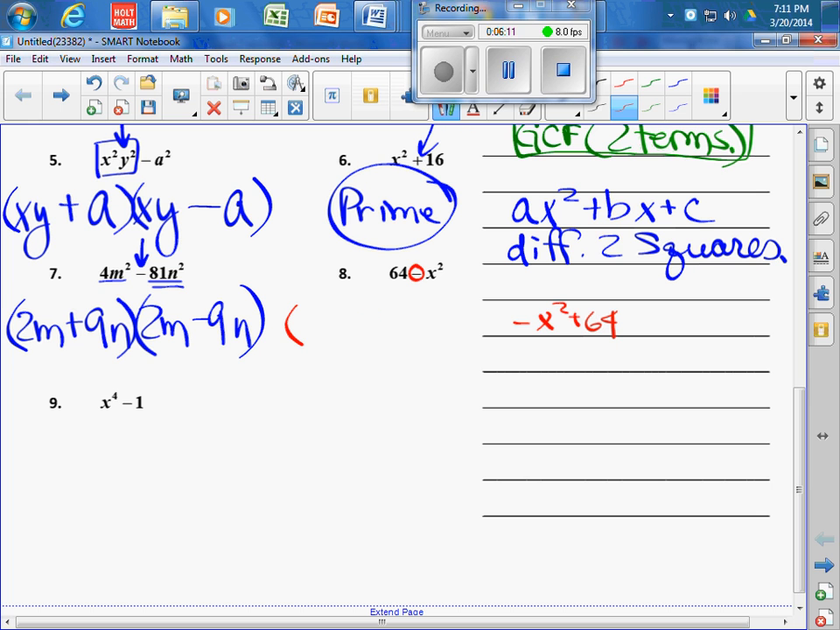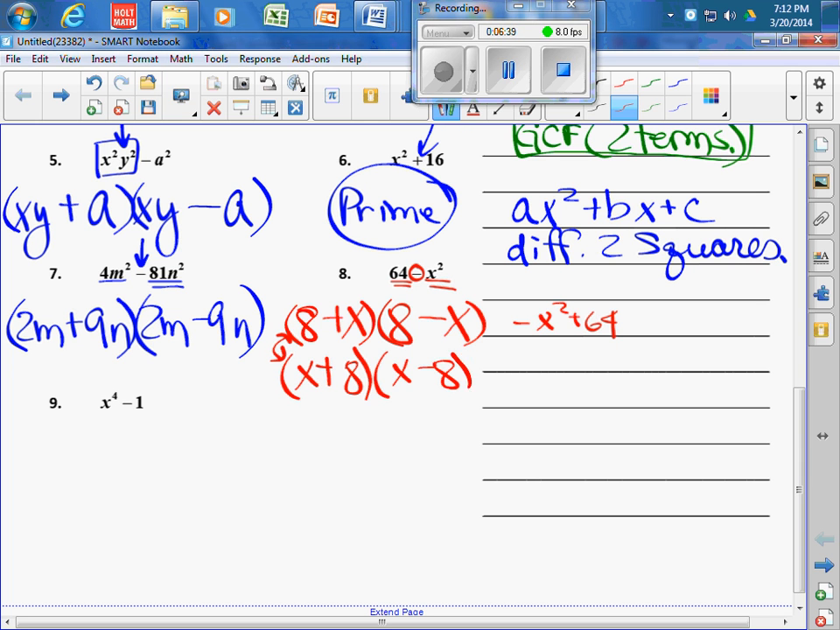So we're going to use our two sets of parentheses. Now the 64 is in the first spot, so the square root of it will go in the first spot. The square root of x squared will go in the second spot. One is plus and one is minus. Now the reason why it has to be written like this: 8 plus x is the same thing as x plus 8. So these two things are the same thing. But 8 minus x and x minus 8 are not the same thing. This would not be the answer. We have to have the 8 minus the x.